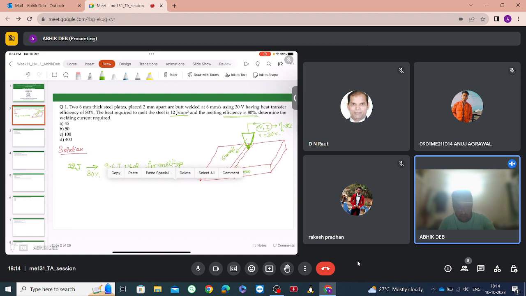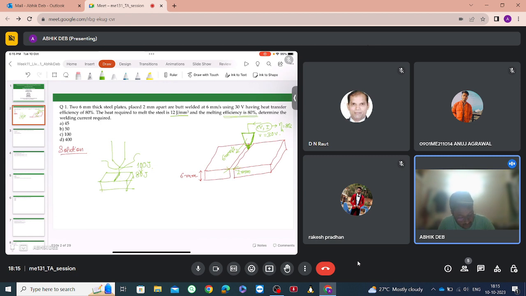We will find out the details, and the significance of the heat transfer efficiency. Suppose from the welding torch we are supplying 100 joule of energy. Then only 80 joule will reach the base metal, and the remaining will be lost, either transmitted through the welding torch itself or lost as heat to the ambient. So 80 joule comes to the base plate.